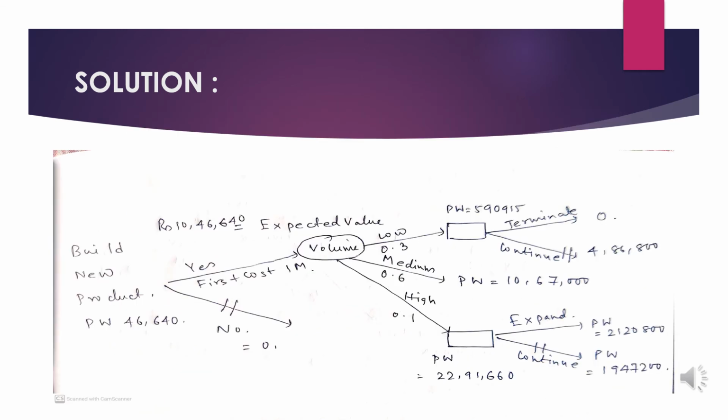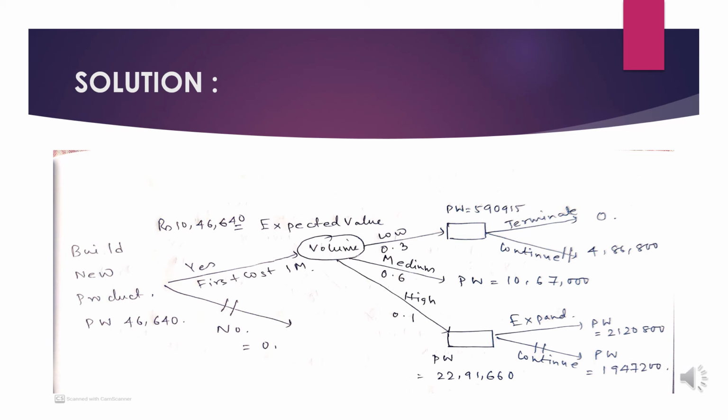of the expected value of present worth at node 2. That means where we had invested the first cost of 1 million, we are getting the value back at 10,46,640. So we have successfully come back to the initial decision point where we have two remaining decisions. What are the two remaining decisions that we have?